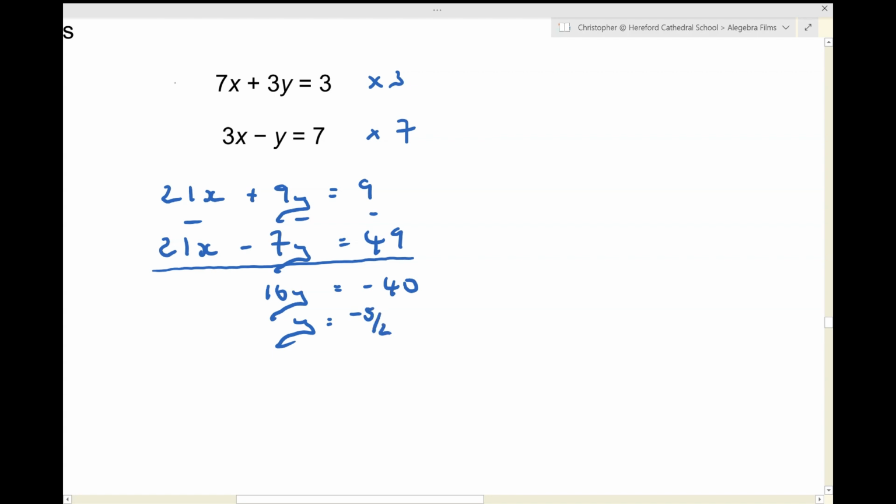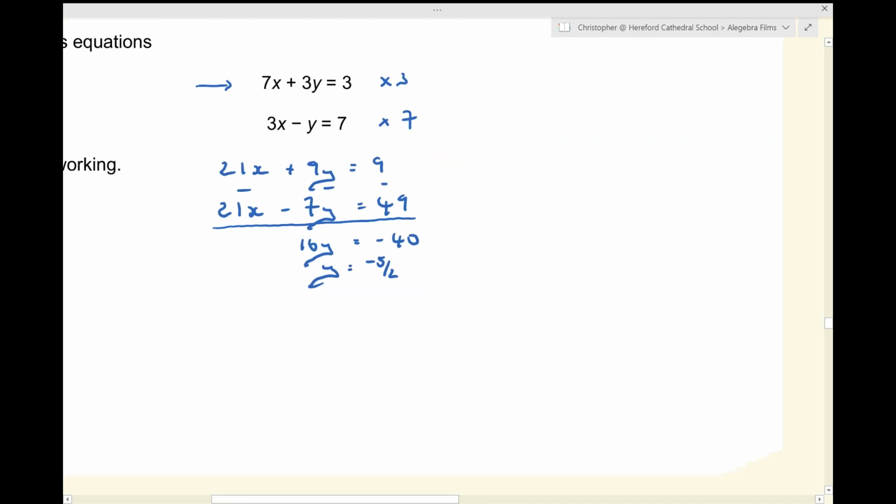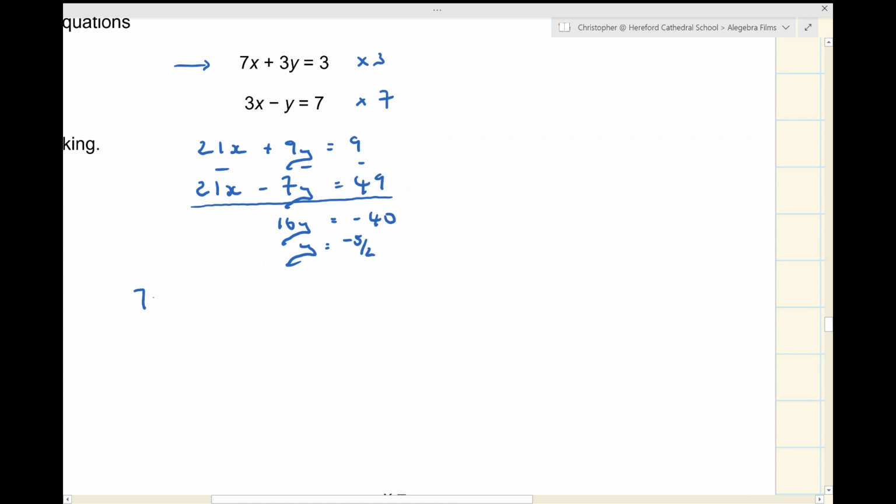Now substitute that into your top equation here. 7x plus 3 times y, so plus 3 times minus 5 over 2 equals 3. That's 7x minus 15 over 2 equals 3. You can use your calculator for that. Add 15 over 2 to both sides. 7x equals 10.5. So x equals 3 over 2, or 1.5.